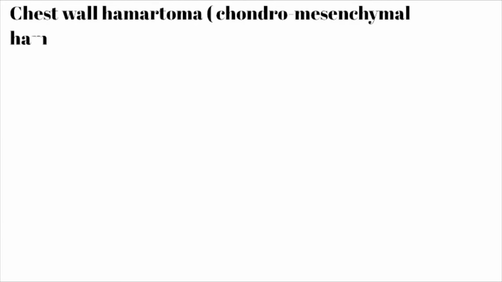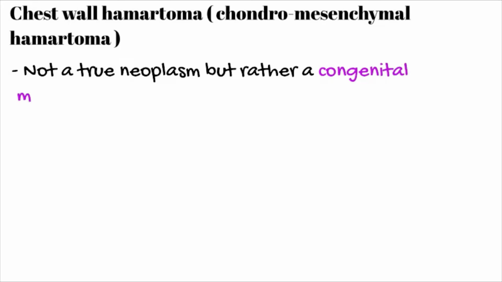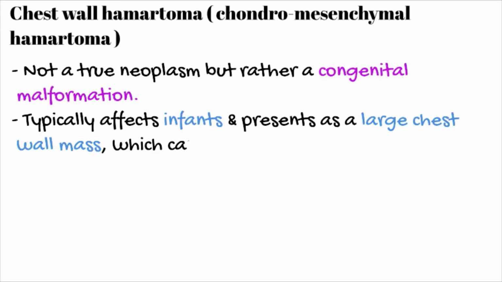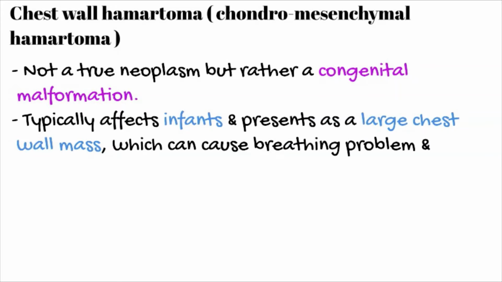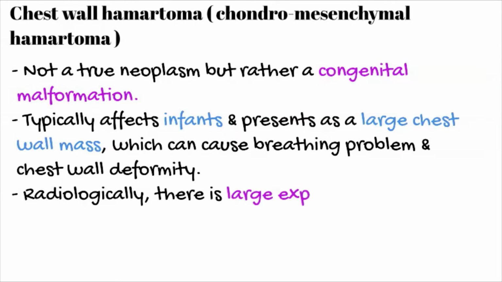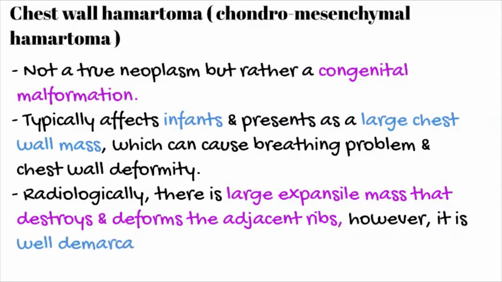Regarding a chest wall hematoma or chondromesenchymal hematoma, this is not a true neoplasm but rather a congenital malformation. This condition typically affects infants and presents as a large chest wall mass, which can cause breathing problems and chest wall deformity.